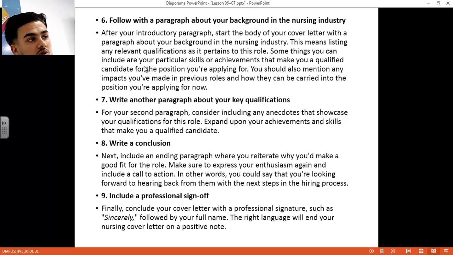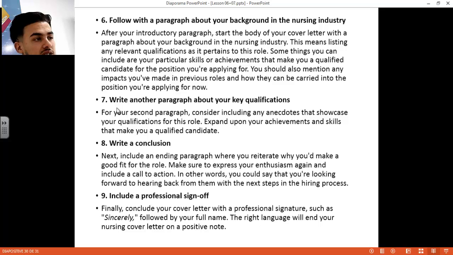Some things you can include are your particular skills or achievements, so they are personal achievements that make you a qualified candidate for the position you are applying for. You should also mention any impacts you have made in previous roles and how they can be carried into the position you are applying for now.